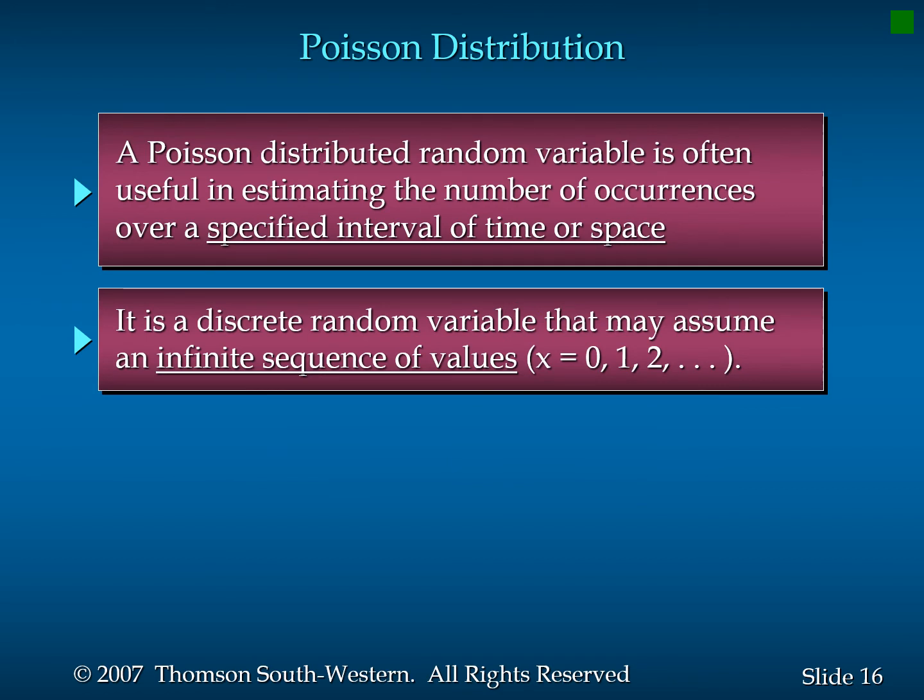Now, the final distribution we're going to look at is what's called a Poisson distribution. The Poisson distribution is where we're going to estimate occurrences given a certain time interval or space. X is an infinite sequence. You don't put a cap on it, but it's still discrete because X can assume an infinite sequence of values. And in a moment, I'm going to walk you through what the formula looks like, and we also have tables in the back of the book that we're going to use to calculate the probability.